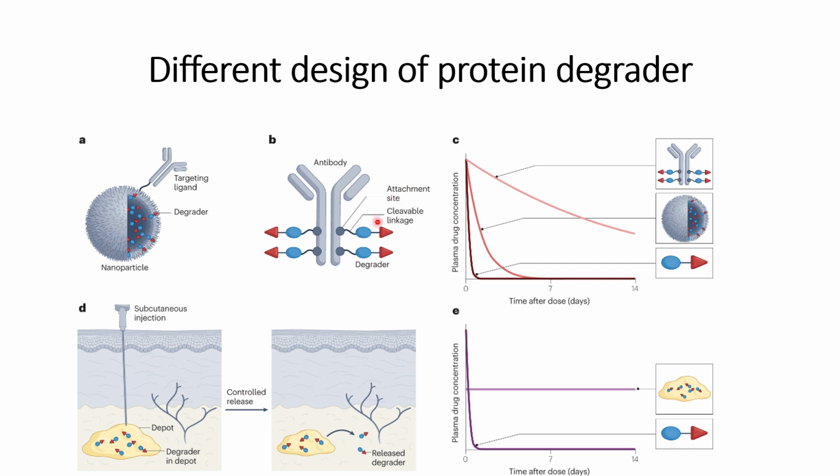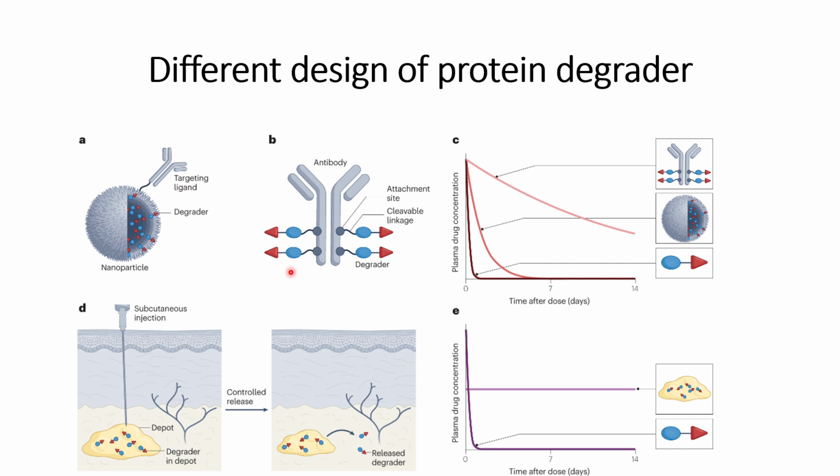And in terms of their half-life or circulation time, we can see that the circulation time of the antibody directly attached to the protein degraders is high compared to the case where a nanoparticle attached to the targeting ligand is used. And if only the degrader is used directly, then its half-life is further reduced, because it will be easier for the immune system of the patient to detect it as a foreign object and act against it.